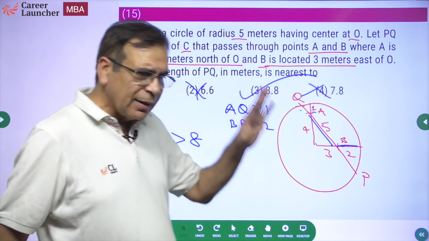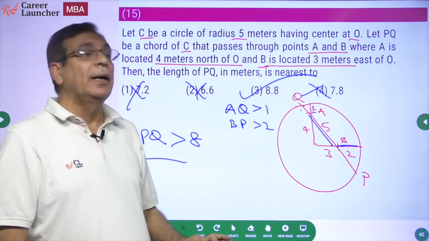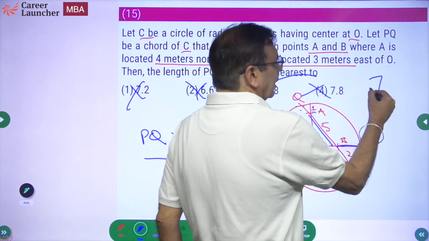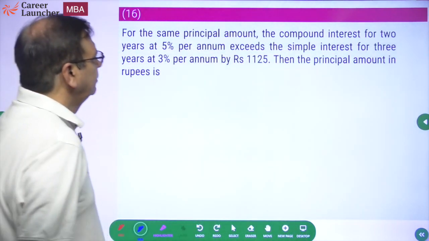Okay? Please get used to making figures and approximating. Both of them are important. Oh, I forgot to write. This was a jugaad one, wasn't it? Yes, next.